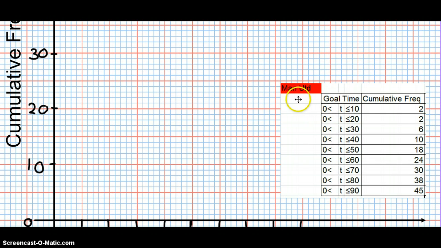So the first thing we have to look at is our cumulative frequency table over here. What we're looking at is the time that Man United scored goals, and cumulative frequency means that we're looking between 0 and 10 minutes, well there are 2 goals, between 0 and 20 minutes, still only 2 goals, so they didn't score any between 10 and 20. From 0 to 30, 6 goals, and from 0 to 40, 10 goals. So it's a running total of the number of goals they've scored up to the 90th minute. We're going to plot this information onto this graph here.